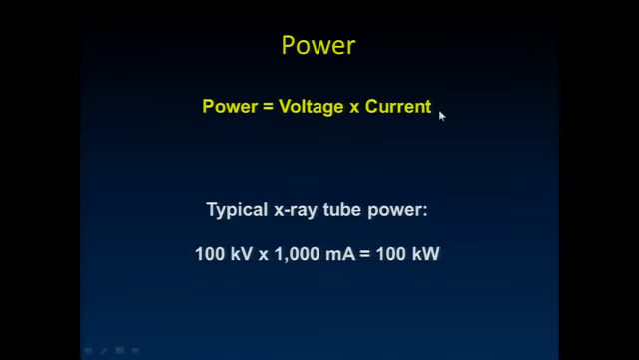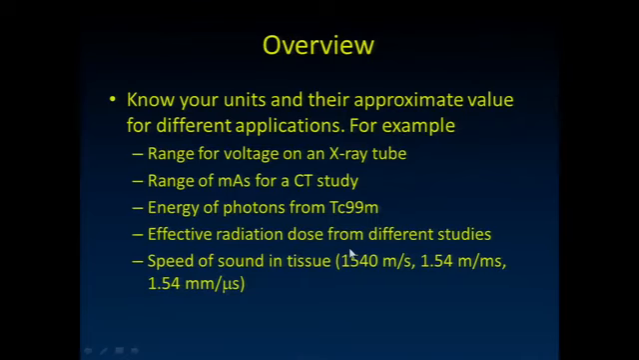The only thing I really want you to realize about this is a lot of our X-ray equipment consumes a tremendous amount of power. Typical voltage across an X-ray tube, 100 kV. Typical amperage, 1,000 milliamps or 1 amp, that's 100 kilowatts of power. Think about a 60-watt light bulb in your house. This is a tremendous amount of energy it takes to run an X-ray tube.